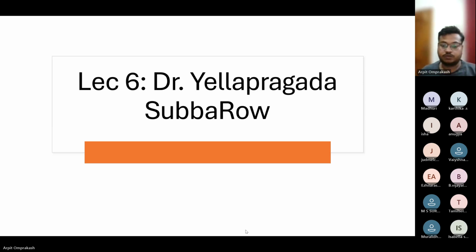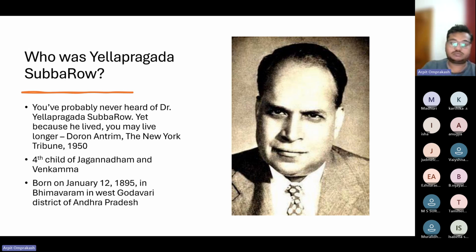Okay. So at last, we moved to the last lecture where we talked about Dr. Yellapragada Subbarao. So basically, who was he? He was the fourth child of Jagannathan and Venkama, who was born on 12th of January 1895 in the Bhimavaram area in West Godavari district of Andhra Pradesh.